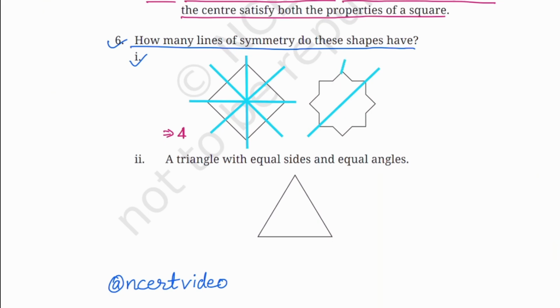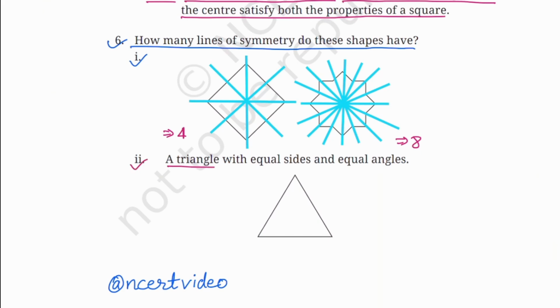1 in this one, 2, 3, similarly 4, 5, 6, 7, 8, and this figure has 8 lines of symmetry. 2. A triangle with equal sides and equal angles, that is an equilateral triangle.